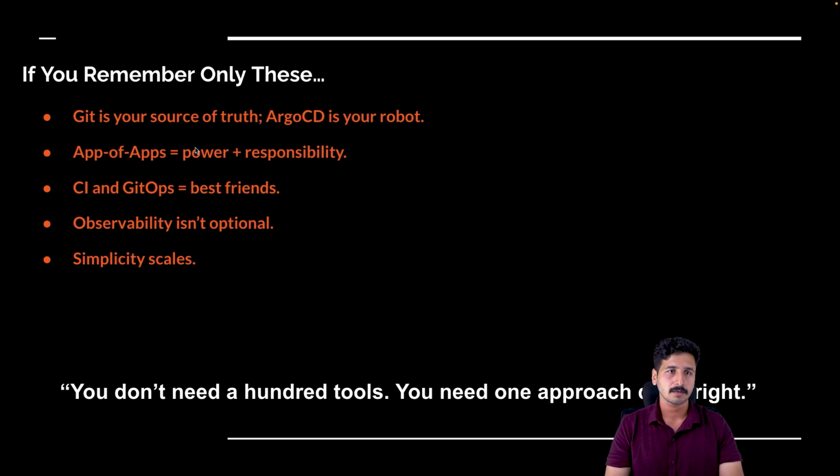And just to conclude, Git is your single source of truth. ArgoCD is your robot that deploys it, and the app of apps pattern comes with power and responsibility. You'll have to use it carefully and not nest all the apps. CI and GitOps are best friends. GitOps doesn't replace CI. And observability isn't optional, it is essential, so that cannot be skipped. And finally, simplicity scales. You don't need 100 tools, you just need an approach done right. Yeah, and that concludes my talk on ArgoCD.